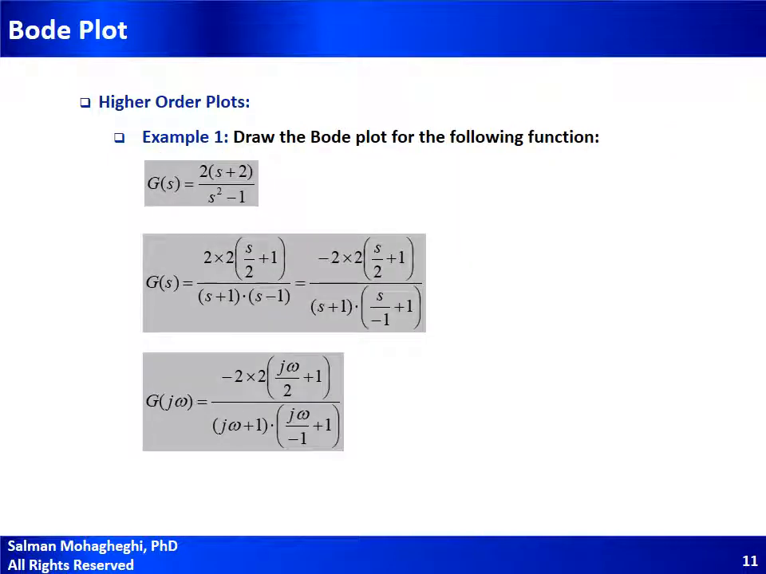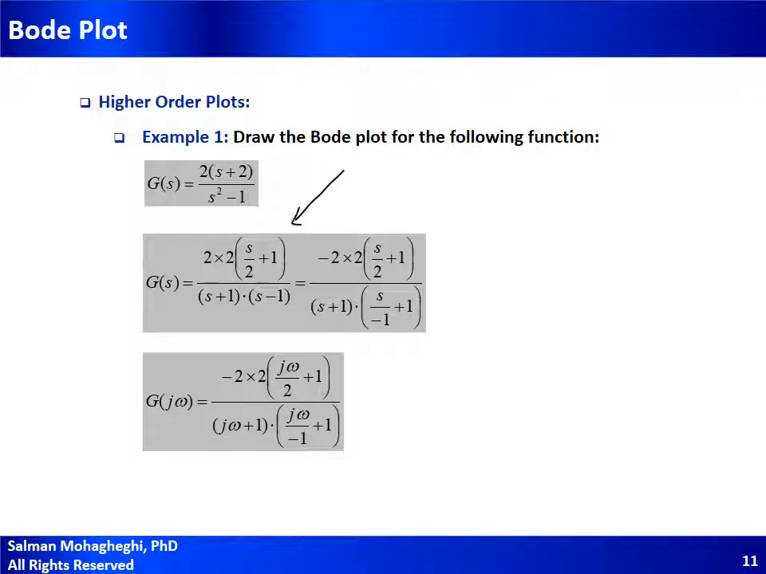Let's go through an example so it's a little bit more clear. Consider this open loop transfer function that I have. G of s is 2 times (s plus 2) divided by (s squared minus 1). This system has one zero at negative 2, and two poles, one at +1, one at -1. So it has one zero in the left half plane, one pole in the left half plane, and one pole in the right half plane. First thing I do is I would write this in the standard form.